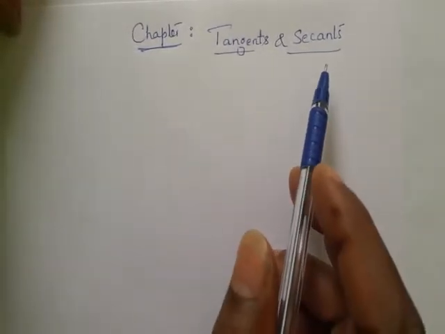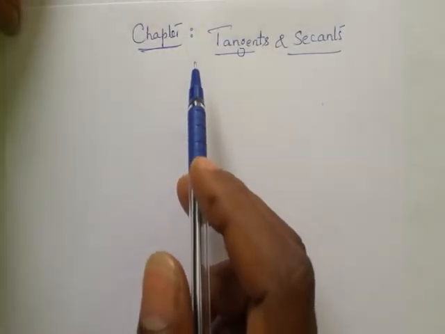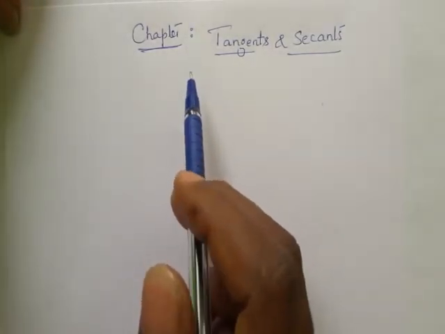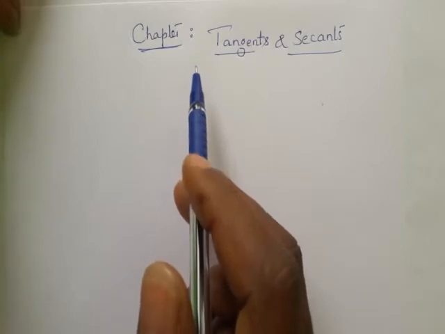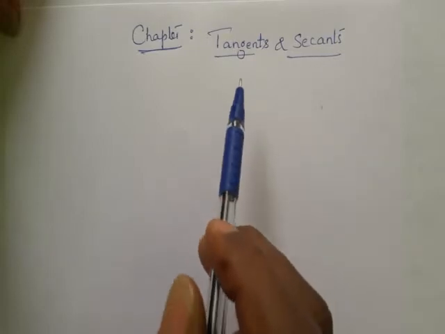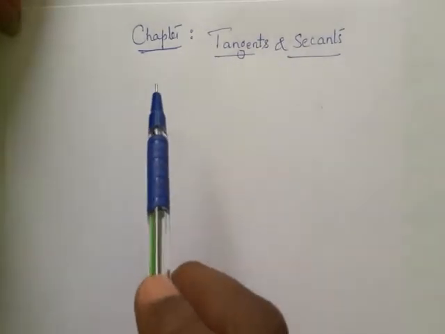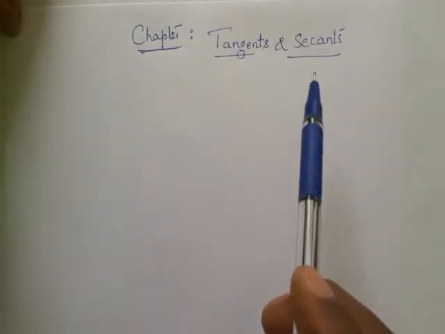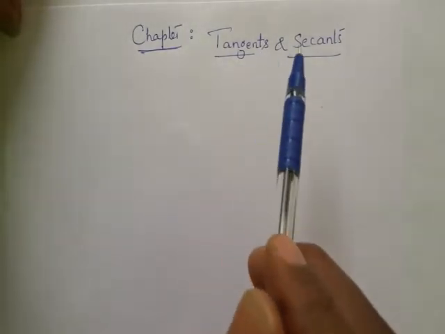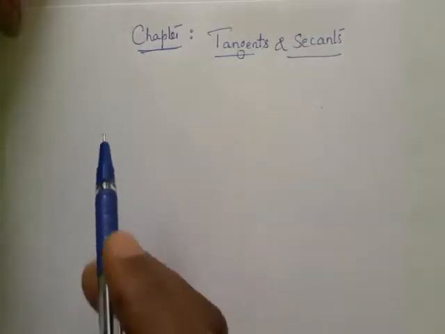Today's chapter is tangents and secants. These tangents and secants are a continuation of the circle chapter. First you have to learn the circle chapter, all the 5 theorems, then you go to tangents and secants. Because to solve any question from tangents and secants without using the circle's 5 important theorems, you cannot solve it. Tangent and secant questions include circle theorems.